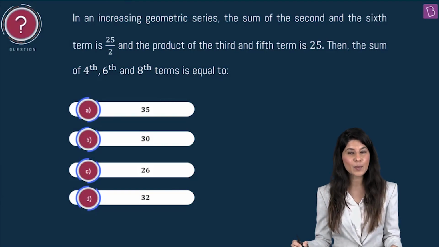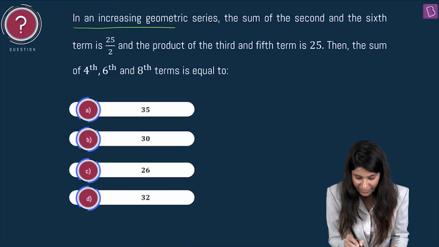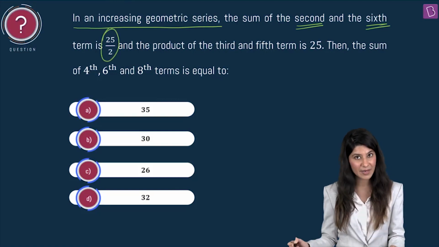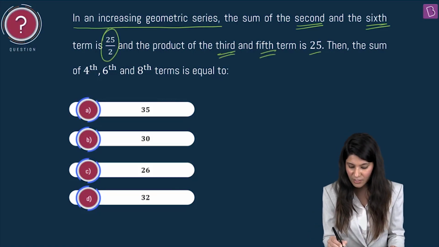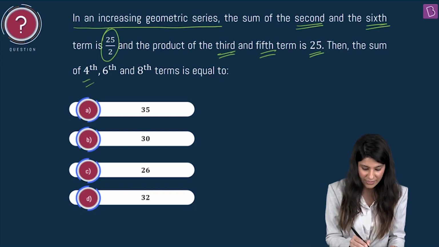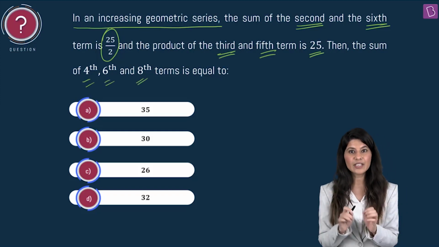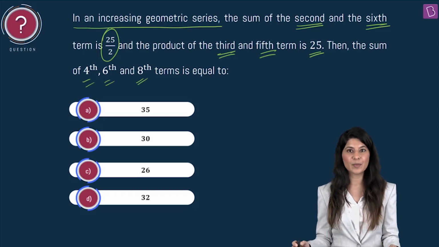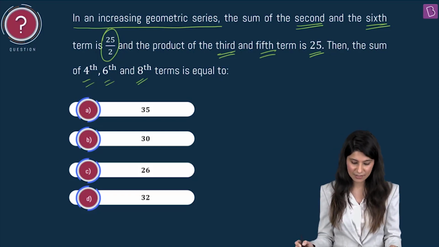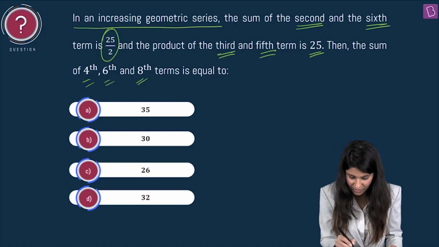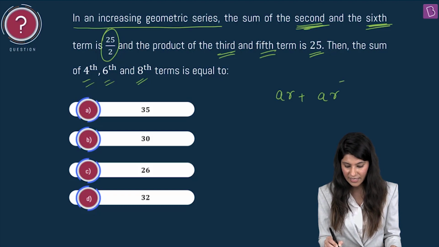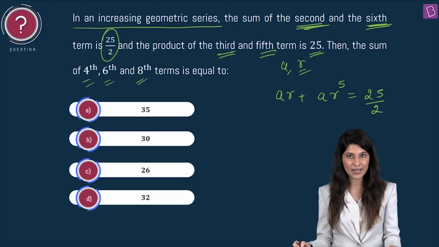The question is from the topic geometric progression, which says for an increasing geometric series, the sum of the second and sixth term is 25 by 2, and the product of the third and fifth term is 25. We need to figure out the sum of the fourth, sixth and eighth terms, right? To do that, we need to figure out the first term and common ratio of this geometric series, okay?